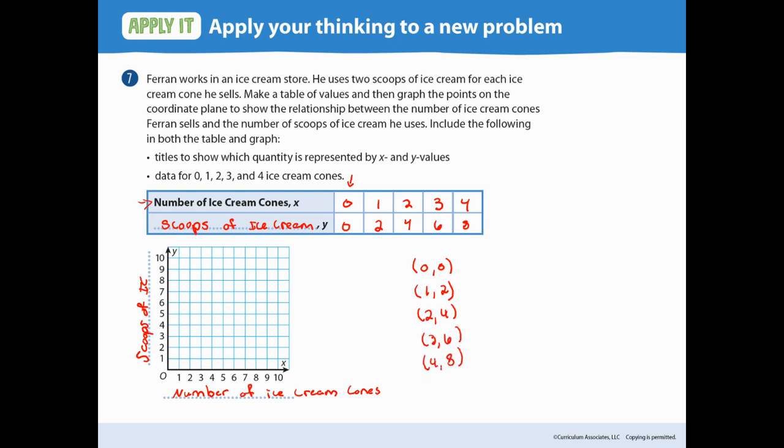And it asks us to go ahead and plot those. So we would be at 0, 1, 2. So go over 1, go up 2, go over 2, go up 4, 3, 6, and then go over 4, go up 8. So our graph would look like this, and we can go ahead and connect those since we are using data. And that would be it for 7. So let's go ahead and look at 8.